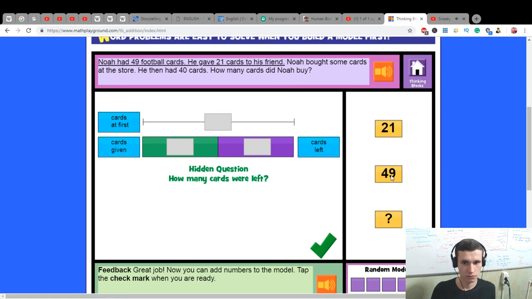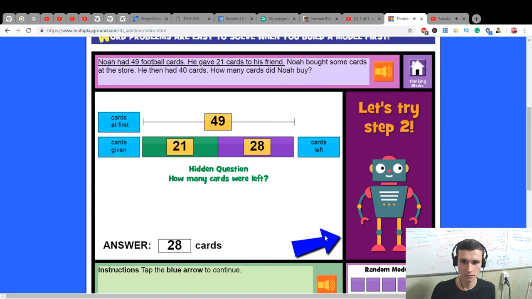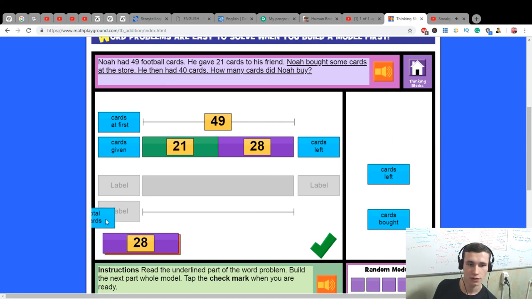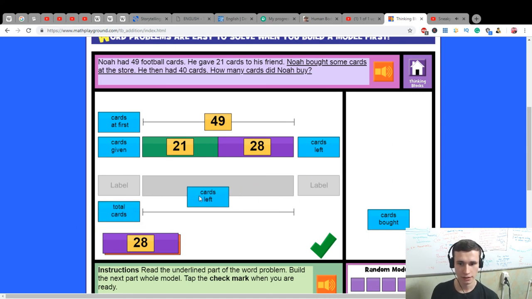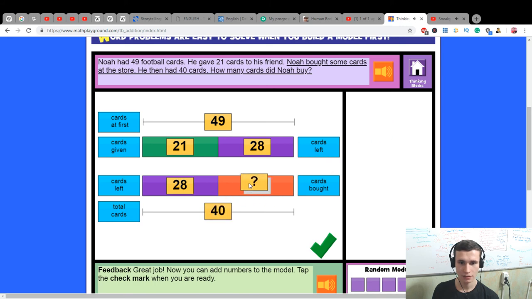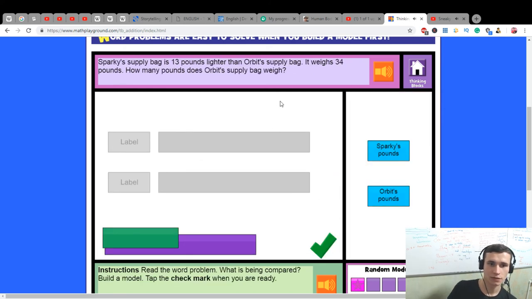Noah had 49 football cards. Yes. He gave 21 to his friends. Left is 28. Yes, good. Okay. Next step is total cards. Here cards left, cards bought. He then had 40 cards. 28 is left and cards bought. 40 here and 12 cards bought. Good.